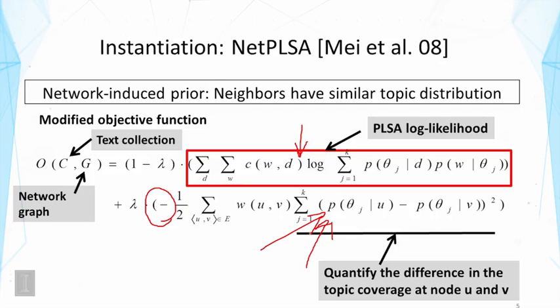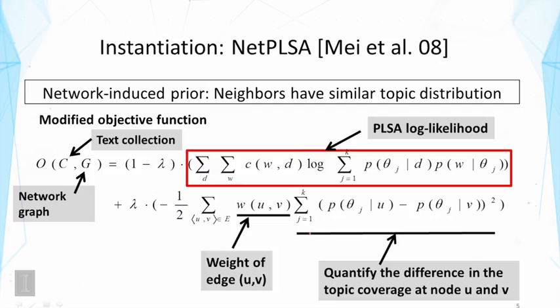So if we look further in this picture, we'll see there is also a weight of edge between U and V here, and that's based on our network. If we have a weight that says these two nodes are strong collaborators of researchers, or there are strong connections between two people in a social network, and then they will have a high weight, then that means it will be more important to make sure that their topic coverages are similar. And that's basically what it says here.